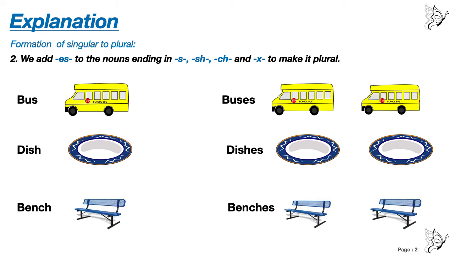Alright, see again point number 2. We add es to the nouns ending in s. Bus is ending in s. Dish is ending in sh. Bench is ending in ch, and fox is ending in x. So in all these words we are going to add es to make it plural.